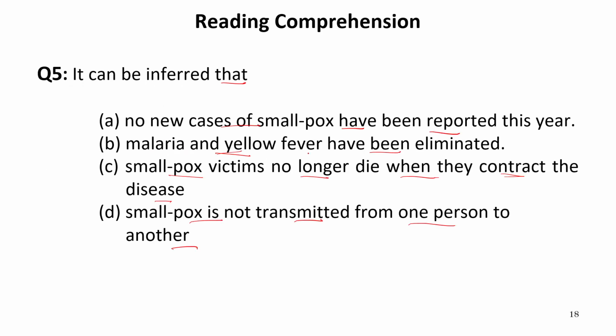The next option is malaria and yellow fever have been eliminated. No, it is not given in the passage. In fact, it is given that the projects to eliminate these had failed. So this is incorrect statement. Smallpox victims no longer die when they contract the disease. Yes, because it is not a threat. Smallpox is not transmitted from one person to another. This is incorrect because obviously it is transmitted from one person to another. That is why a person having smallpox is quarantined or isolated. So answer is C.